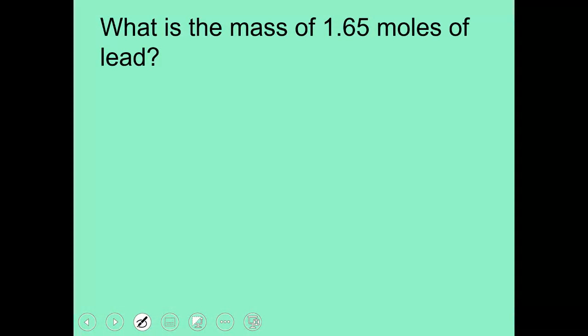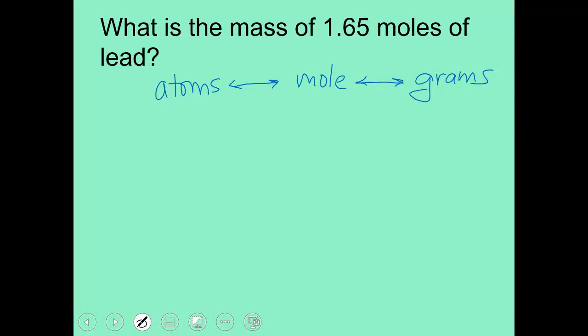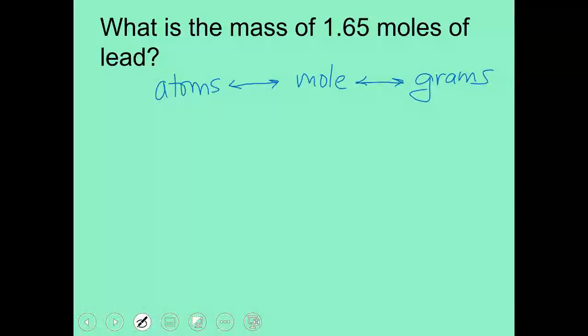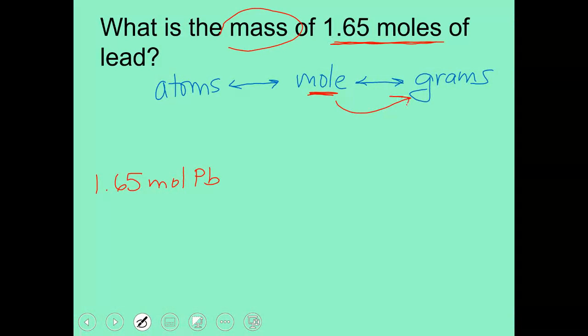What is the mass of 1.65 moles of lead? Remember, lead is an element. We know how to convert atoms to moles, and we know how to convert moles to grams. In this problem, we are starting with moles of lead. 1.65 moles of lead. We're right here. We're starting with moles, and we need to find mass. We just need one step.